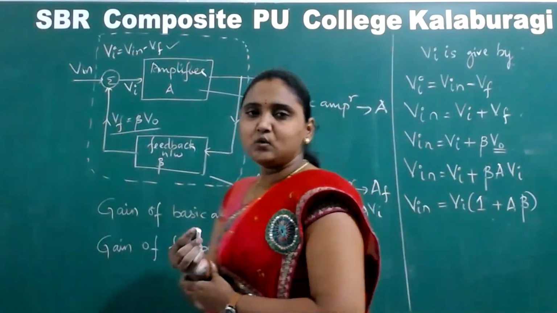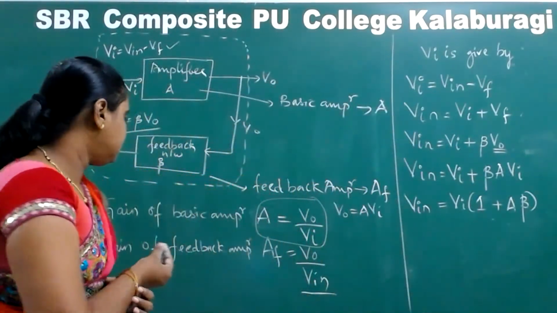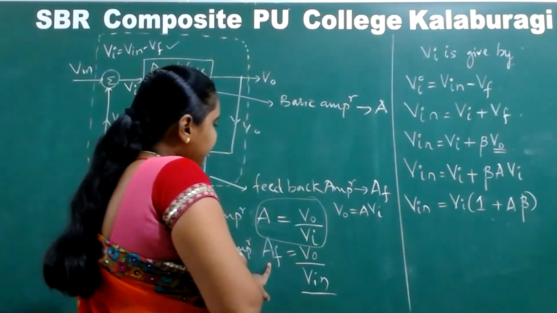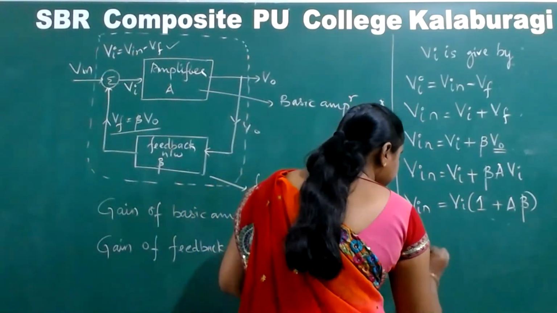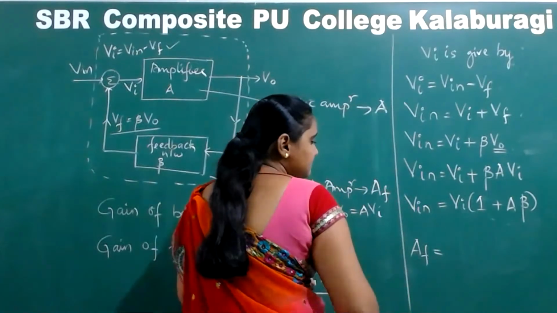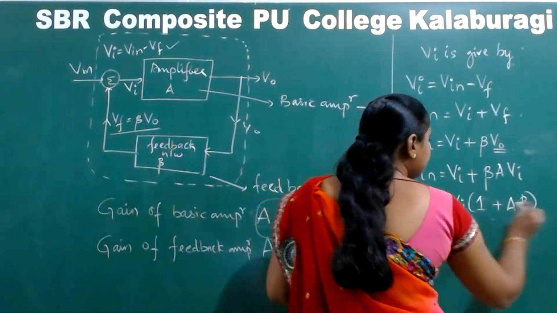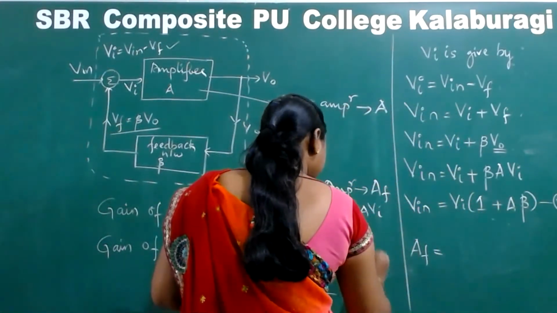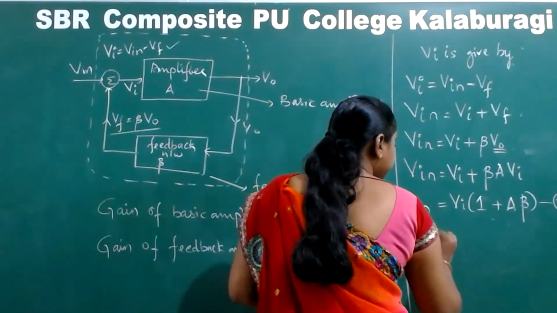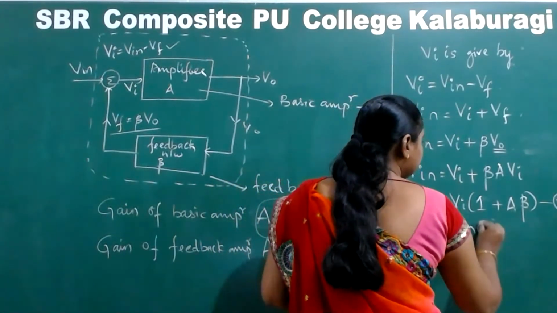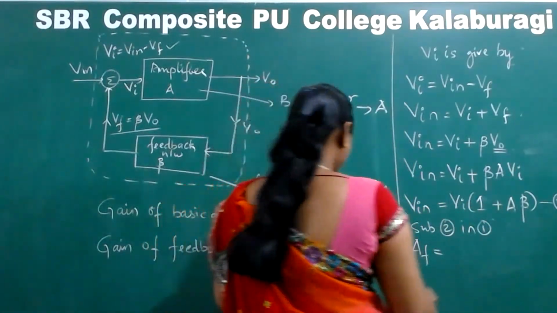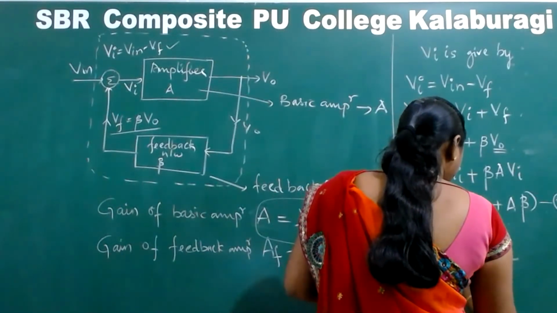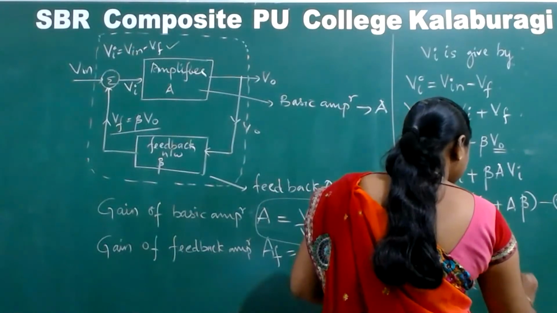V is equal to Vi into 1 plus A beta. Now, A is equal to V naught by Vi. If I name this expression as 2 and the earlier one as expression 1, then I substitute 2 in 1. So I am going to write V naught by Vi into 1 plus A beta.